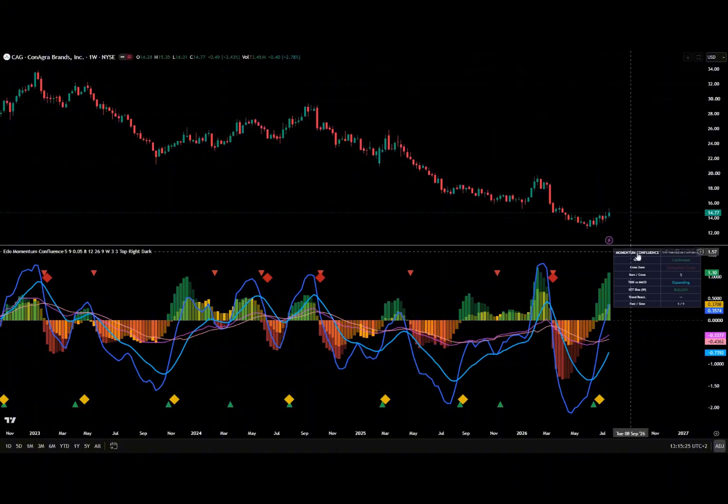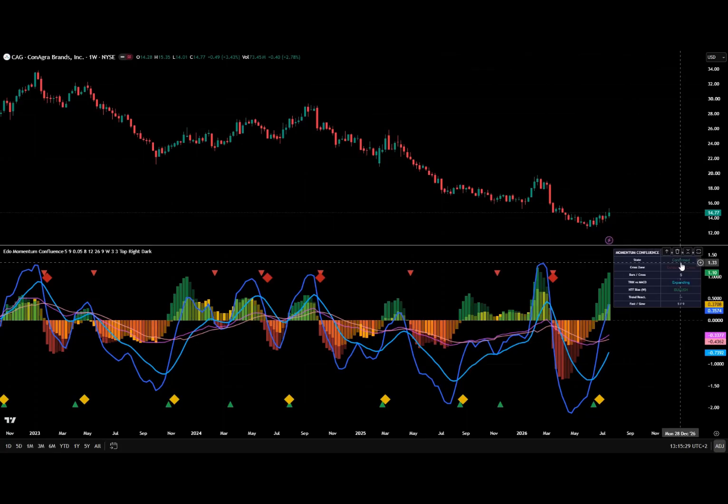The top row of the panel is the state, and it is the summary of everything below it. Anticipated means the first engine has crossed but the second has not backed it yet. Confirmed, which is what Conagra Weekly reads, means both are on the same side. Anticipated is early and it can fail. Confirmed is later and it holds more often. Neither is a signal on its own.